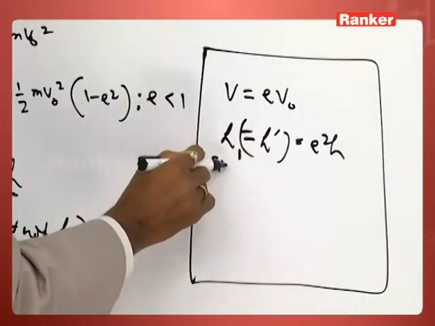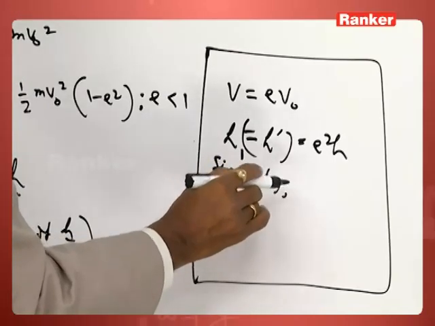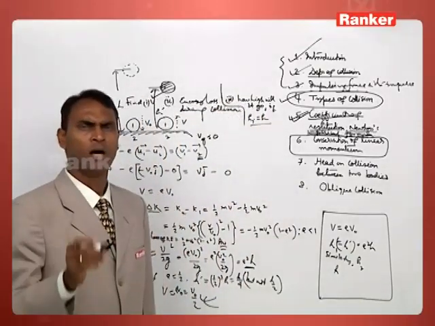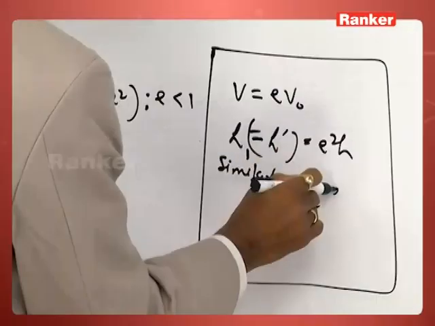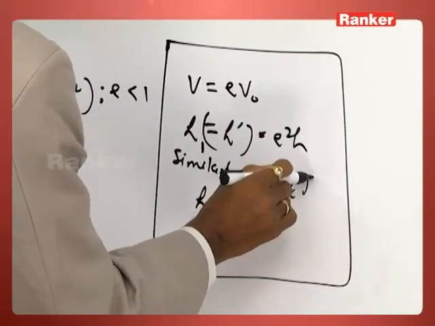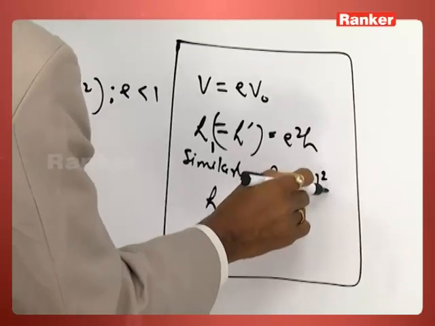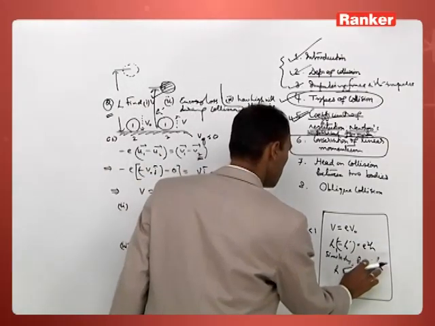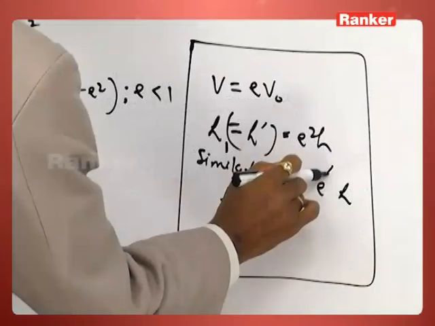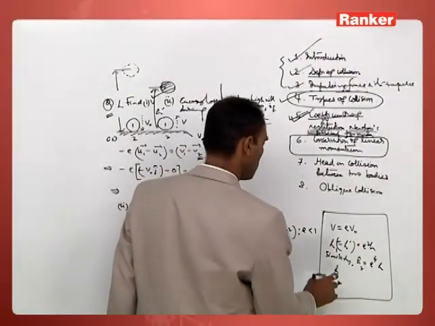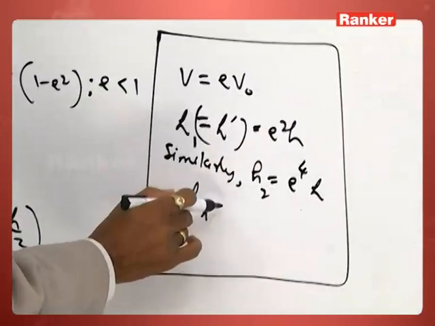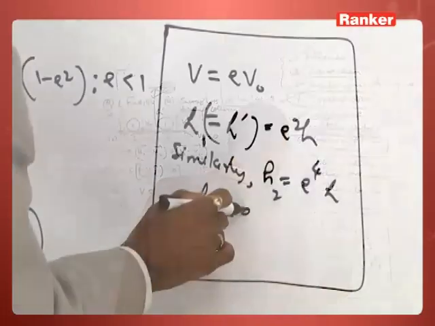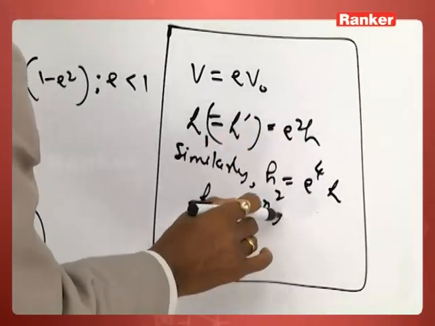Similarly, we can prove that the maximum height after the second collision will be equal to the square of this into h, that is e to the power 4 into h. And after the nth collision, the maximum height attained by this body will be equal to e to the power 2n into h.